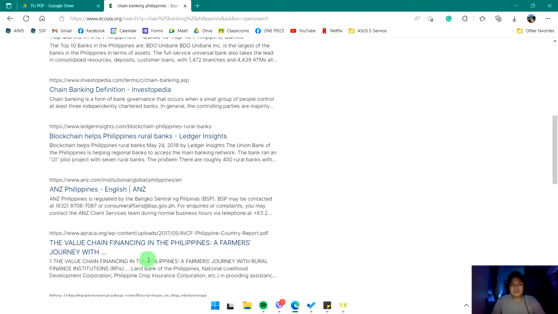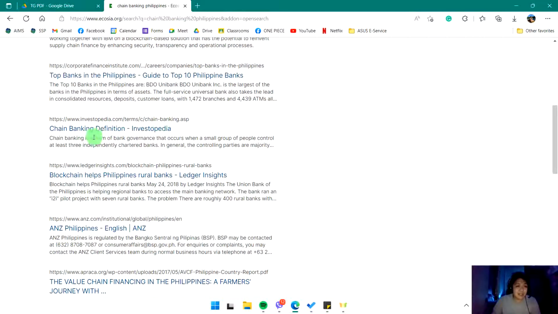Pero yun nga, tulad na dito lang, nakalagay sa definition na to. Chain banking is a form of bank governance that occurs when a small group of people control at least 3 independently chartered banks. Ibig sabihin niya nito, chain banking, different brands, no? Or different banks that are managed together by a group of individuals.